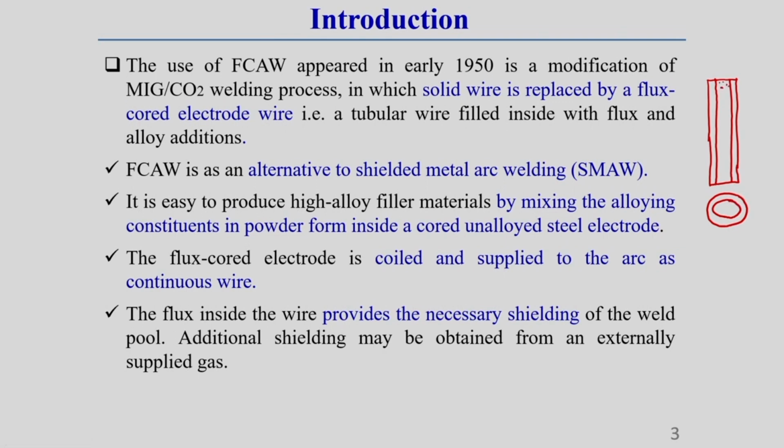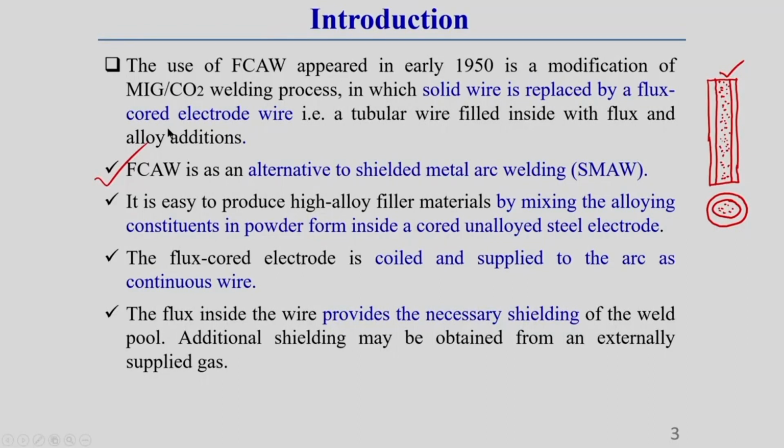Inside the core of this electrode, it is filled with flux or some alloying element. So inside this electrode, or filler wire, there is a hollow channel which is filled by flux or some alloying element. That is why it is called the flux core arc welding process, because there is a flux core inside the consumable electrode.